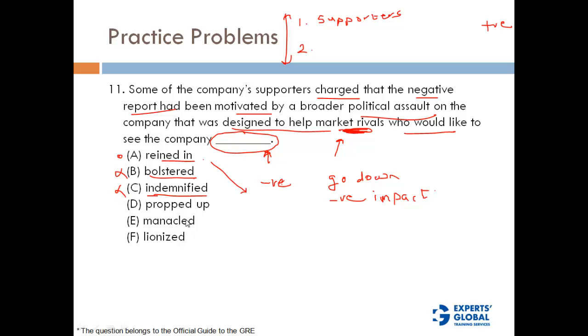Propped up is again positive, not fitting in the context. Manacled is negative, so we'll keep it. Lionized means praised, so it doesn't go in the context. The only two options we have in the context are reined in and manacled. Both of them are synonyms in this context. If we put them back here, we get a consistent meaning out of the sentence. So the answer is A and E.